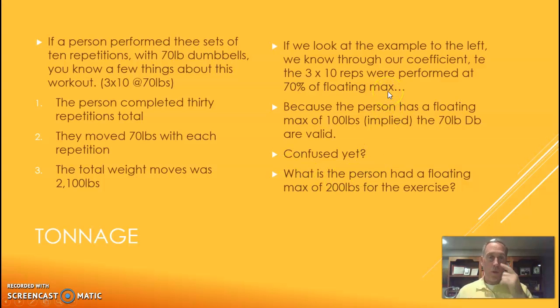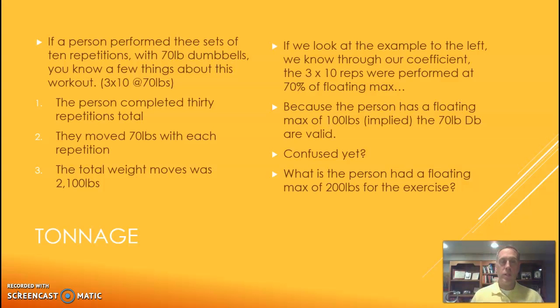Okay, so here's the deal. Based off the coefficient that we used in class, the 0.03, that coefficient ends up being 0.03 per rep. Now, we did talk about the Epley scale and how that Epley formula slides the scale a little bit. But when you look at everything we've talked about with 3 sets of 10 at 70 pounds, it extrapolates out where if a person is doing 70% of a floating max, the implication there is that their floating max is 100 pounds. And we did that math in an earlier presentation.